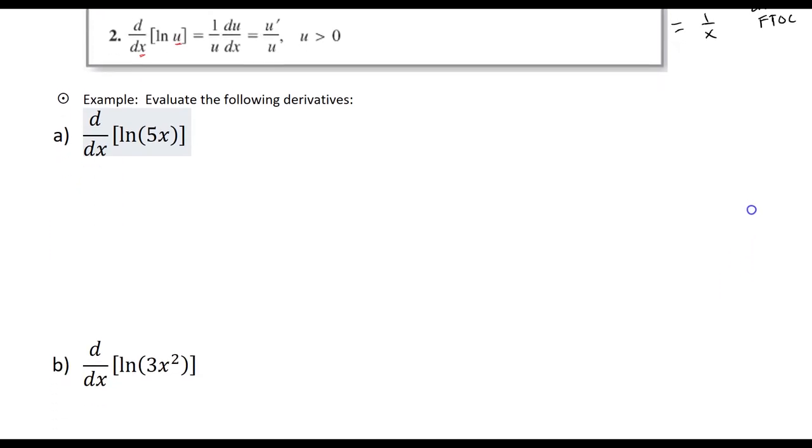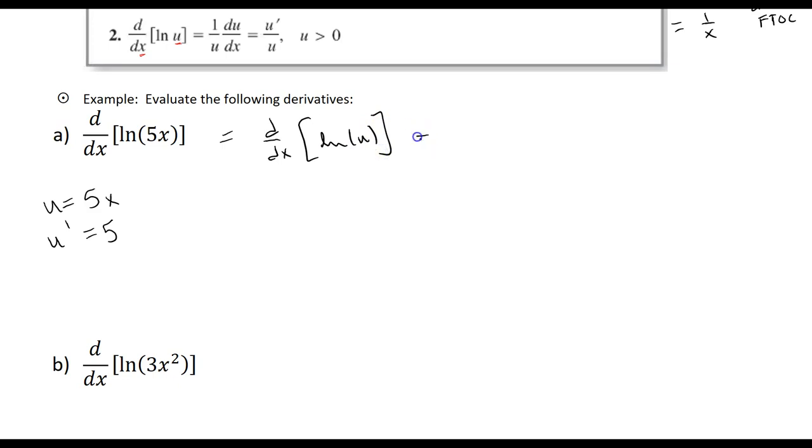So, for example, if I wanted to find the derivative with respect to x of the natural log of 5x, I would let u be equal to 5x, so that means that u prime is going to be 5. So this is the derivative with respect to x of the natural log of u, which is u prime over u, which is 5 over 5x, which is 1 over x if you cancel the 5's. So that is my derivative.